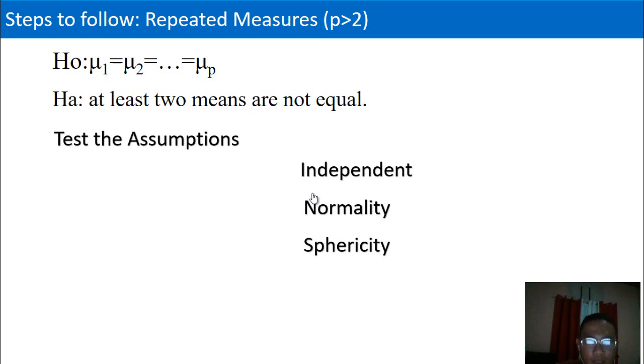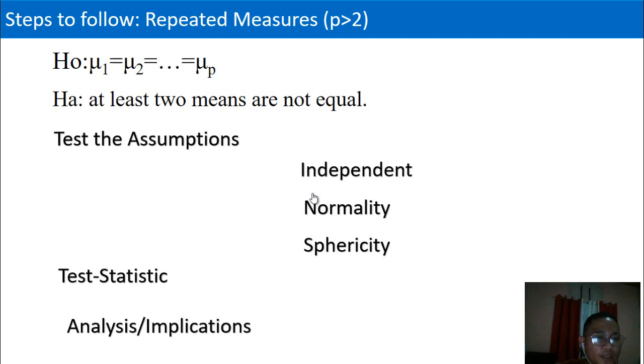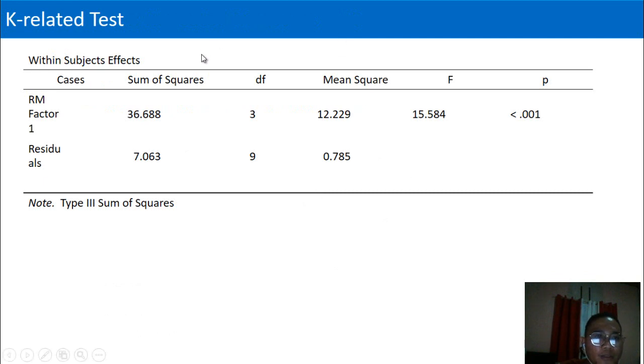Then for the normality, we can say it is normal. Then sphericity, it is met. So next we are going to use the test statistic, and we have the analysis or the implications or discussion of results. So in here, you will see the k-related. The degree of freedom actually is 3 and the residuals is 9. So the F value is 15.584 and the P value is less than 0.001. That means there is a significant difference among the 4 treatments.